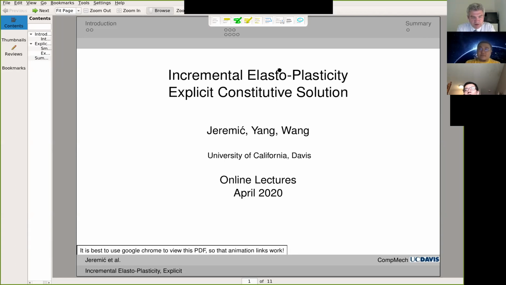And today we're going to talk a little bit about incremental elastoplasticity, in particular the explicit constitutive solution. The last time we presented the general introduction to elastoplasticity, and if you might remember, one of the big issues was finding delta lambda, the consistency parameter. So today we're going to talk about that.